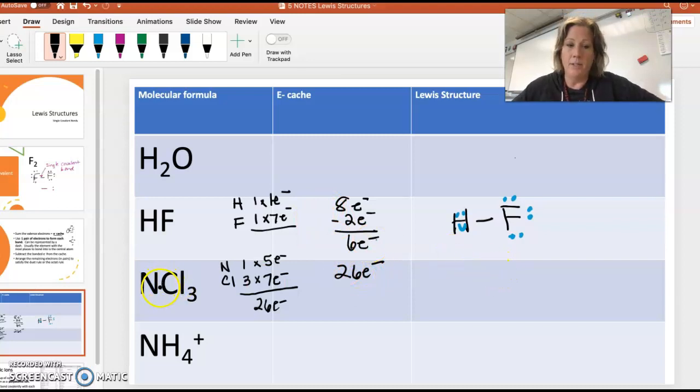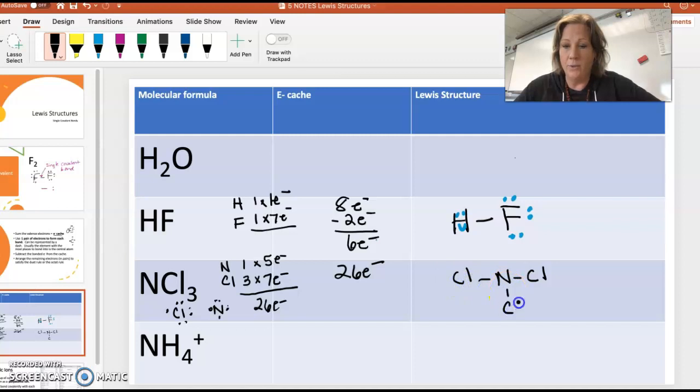Then I'm going to put the nitrogen in the middle. Again, here's my thinking. Nitrogen has 3 unpaired electrons. Chlorine only has 1 unpaired electron. So chlorine and the other halogens, group 17, they only bond 1 time, just like hydrogen. So you never put them in the middle when you have more than 2 elements. So I'm going to put the nitrogen in the middle, and I'm going to bond to each of those chlorines.